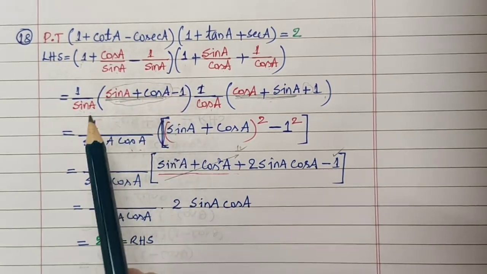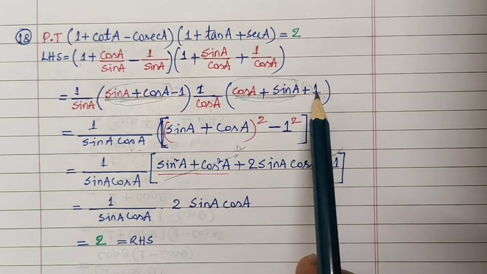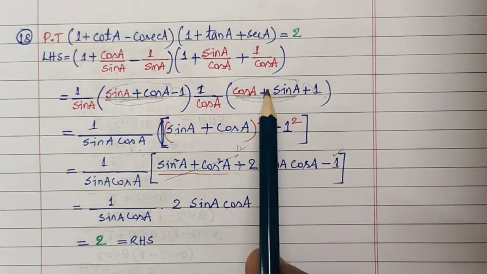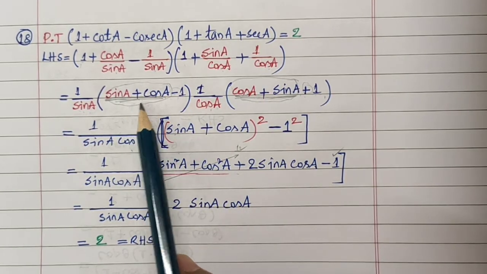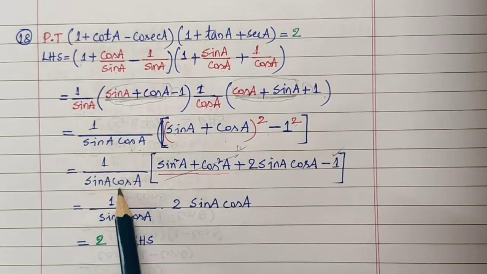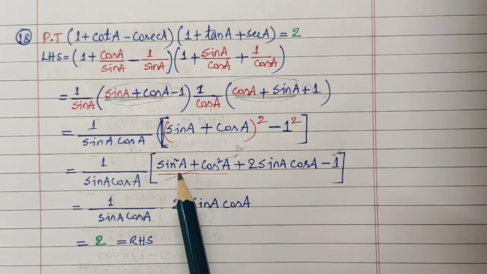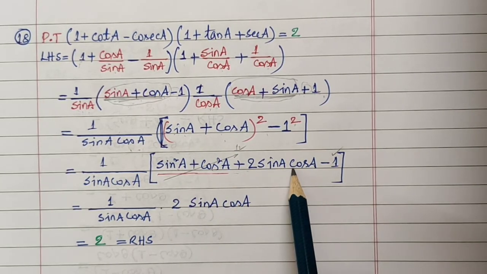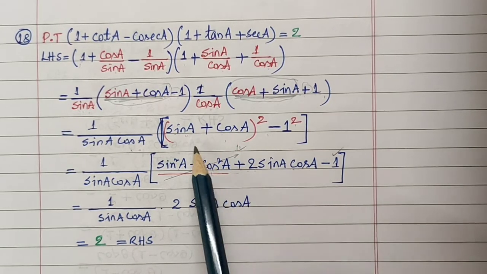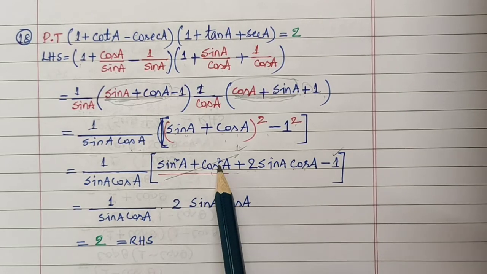Take this whole thing as A and 1 as B. A minus B into A plus B, A square minus B square. Sin A plus cos A whole square minus 1 square. 1 divided by sin A cos A we are keeping as it is. So expand this. A plus B whole square, A square plus B square plus 2AB. Sin square A plus cos square A plus 2 times sin A cos A minus 1. We know that sin square A plus cos square A is equal to 1.